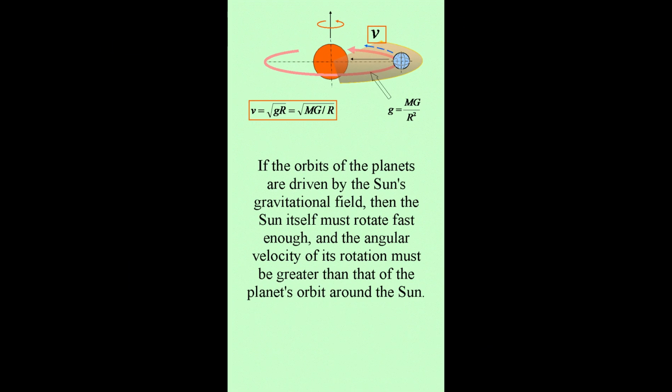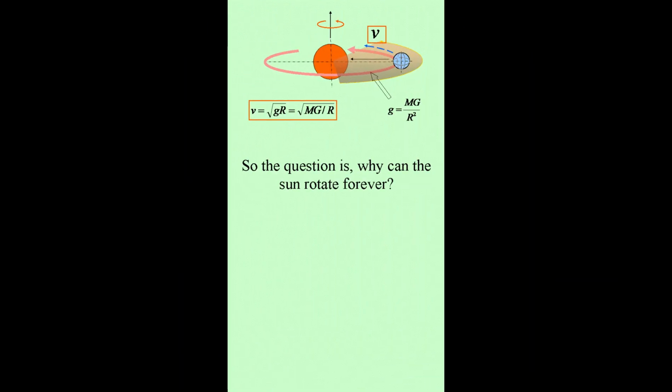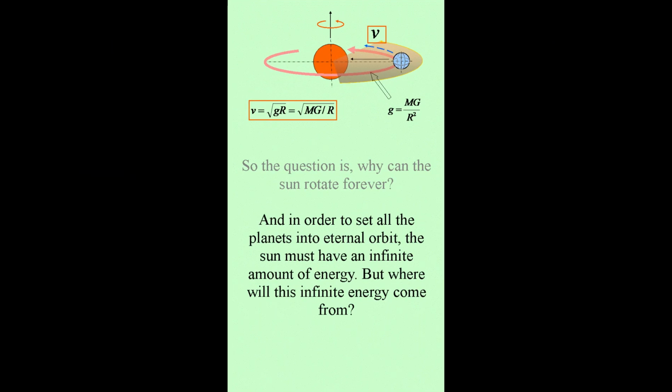If the orbits of the planets are driven by the Sun's gravitational field, then the Sun itself must rotate fast enough, and the angular velocity of its rotation must be greater than that of the planet's orbit around the Sun. So the question is, why can the Sun rotate forever? And in order to set all the planets into eternal orbit, the Sun must have an infinite amount of energy. But where will this infinite energy come from?